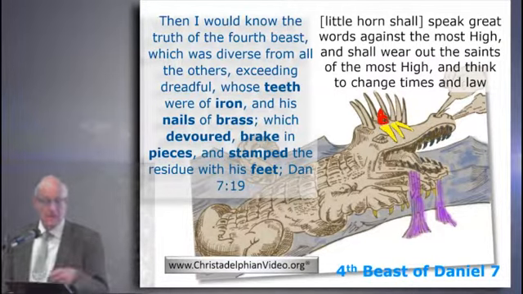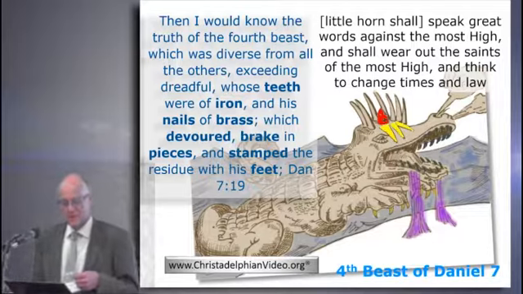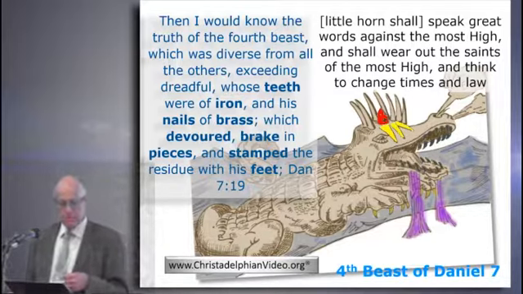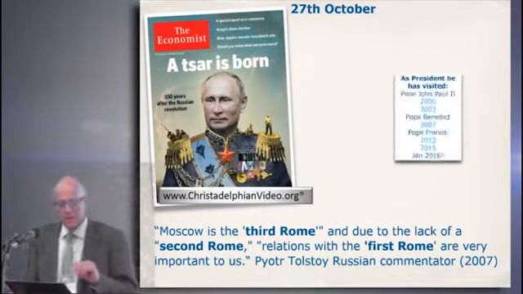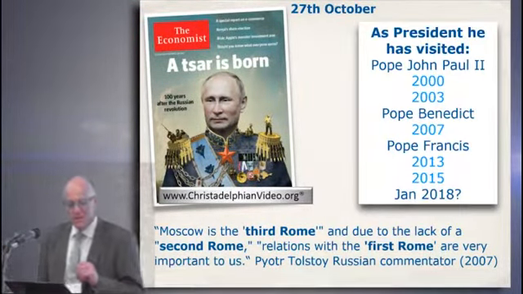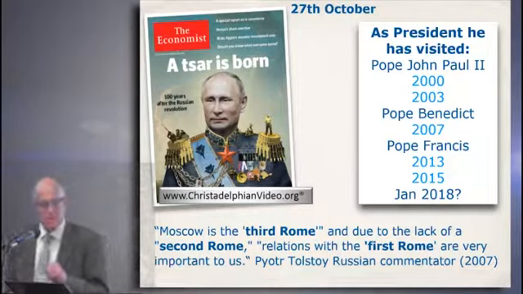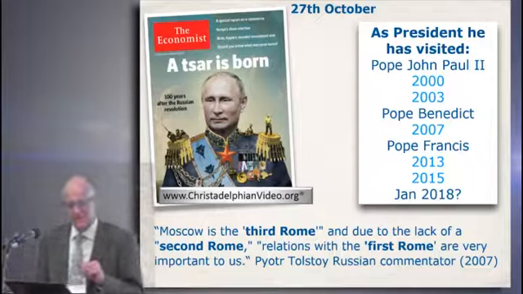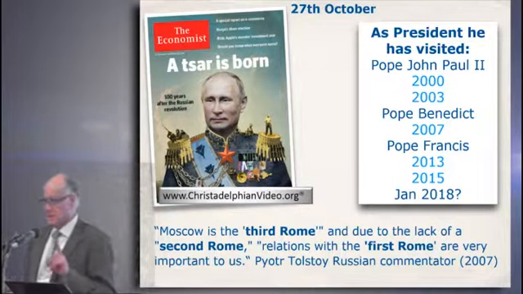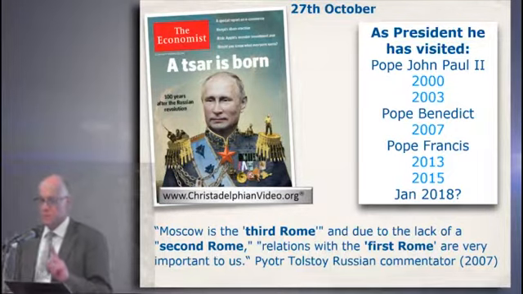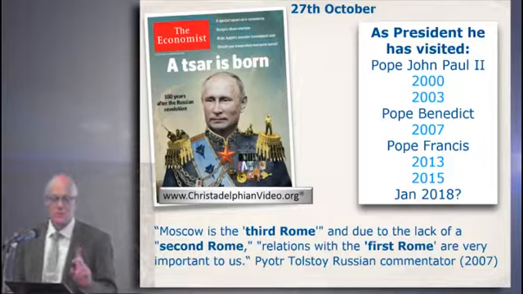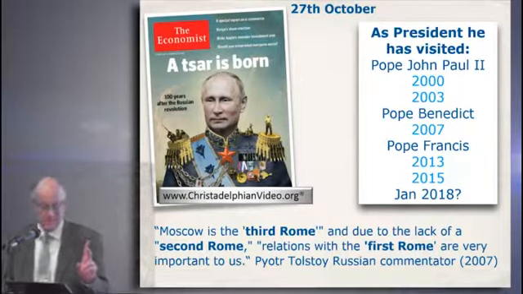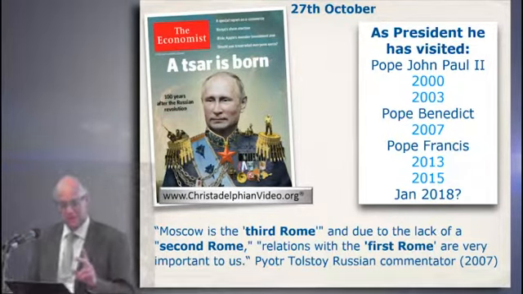And so we have headlines like a Tsar is born. This is from The Economist a couple of months ago. Moscow is the third Rome, and due to the lack of a second Rome, relations with the first Rome are very important to us. That was a commentator way back 10 years ago. But that's interesting that Moscow sees the importance of a cooperation with the first Rome, because the second Rome is under the control of Turkey.